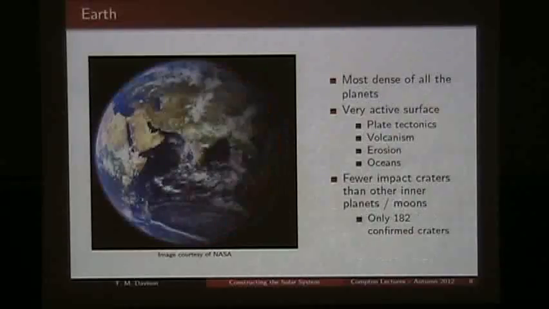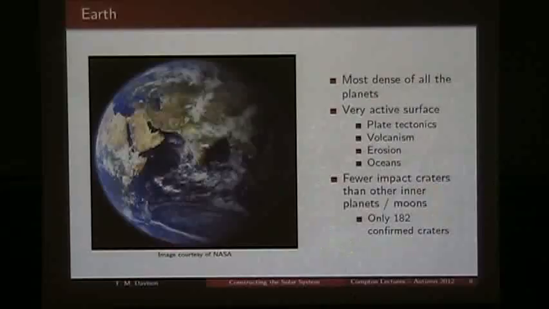Next out from the Sun, we have the Earth, which is the most dense of all the planets, and as you know, it has a very active surface. We have plate tectonics, we have volcanism, we have the oceans, which do a lot of work on the surface. And all these things add up to mean that we have many fewer craters on the surface of Earth than we do on most of the other solid bodies in our solar system.